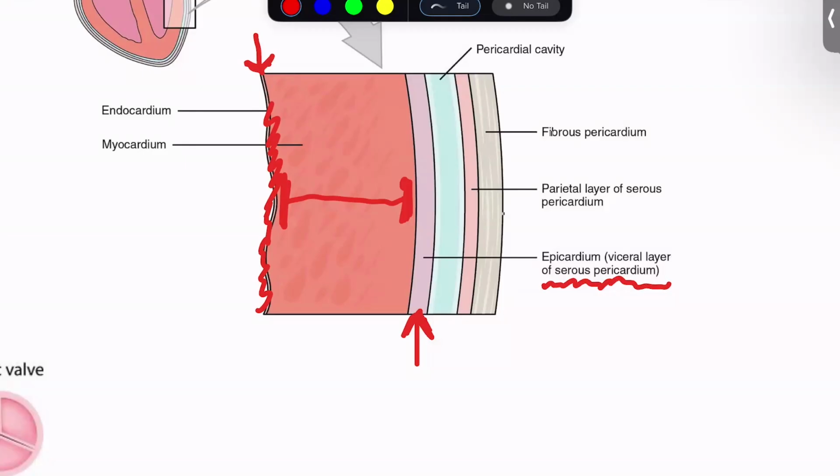It doesn't say it right here. Oh yeah, actually it does right here. Pericardial cavity. So this area right here is going to have that serous fluid, and that helps to reduce friction.